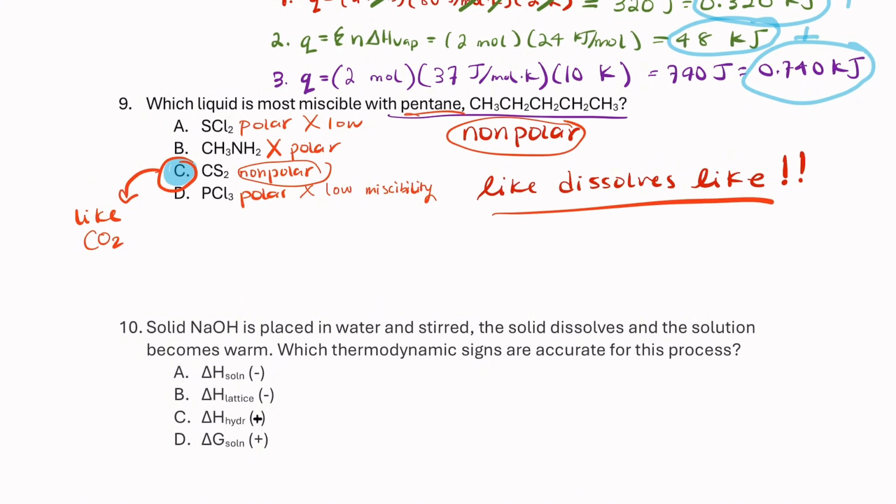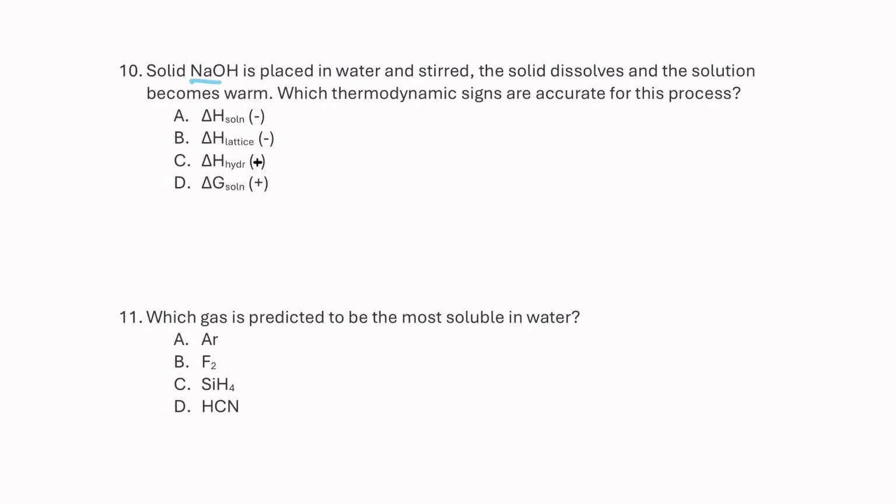Problem 10 says, solid sodium hydroxide is placed in water and stirred. The solid dissolves and the solution becomes warm. Which thermodynamic signs are accurate for this process? Since the solution becomes warm, heat is being released. That means the enthalpy of solution, delta H solution, is negative and dissolving sodium hydroxide is exothermic. So choice A is correct, but let's still work through the other options.